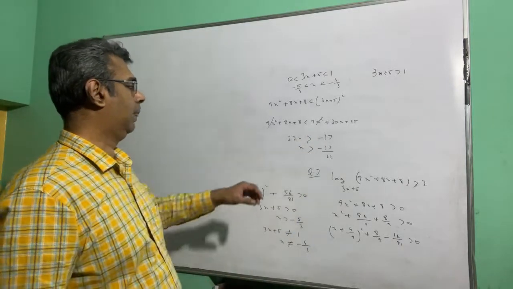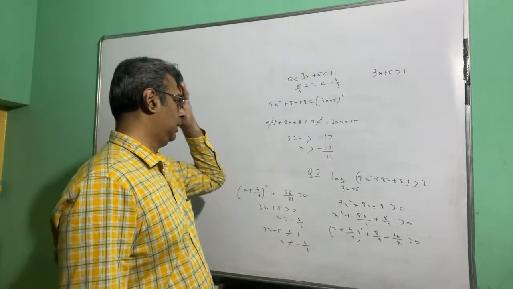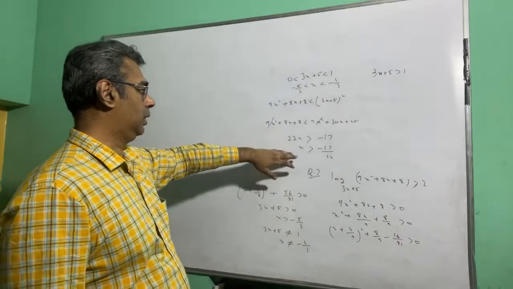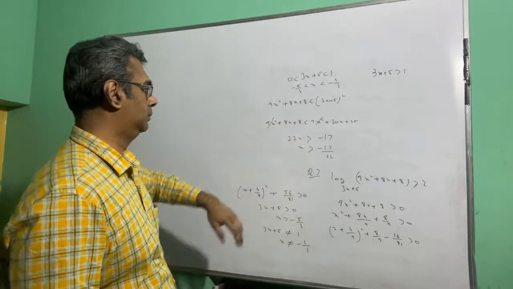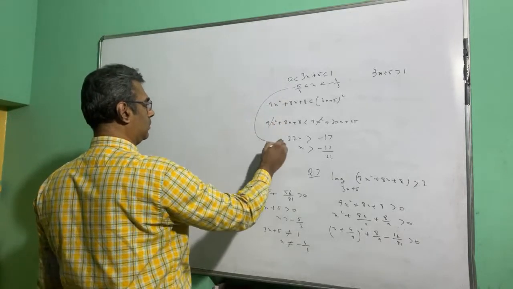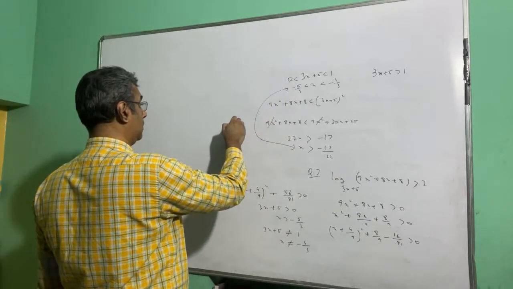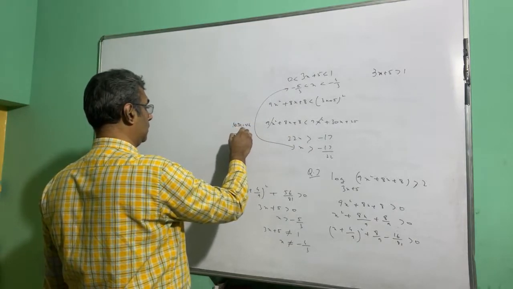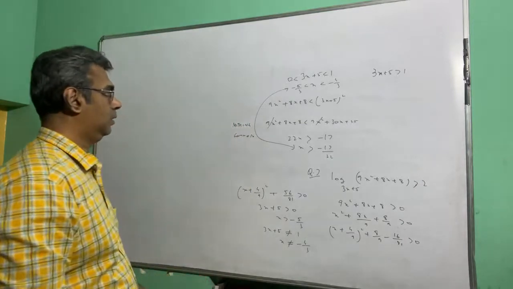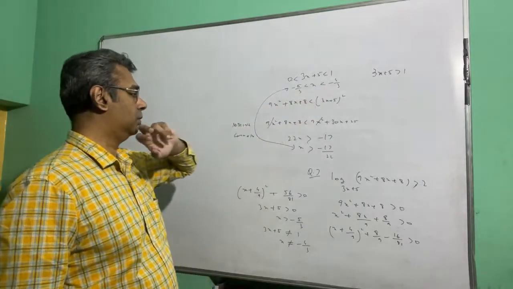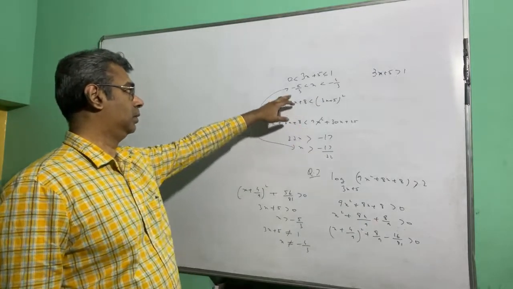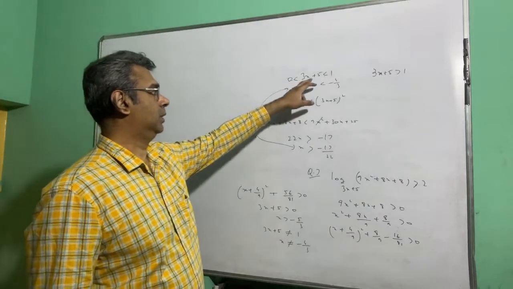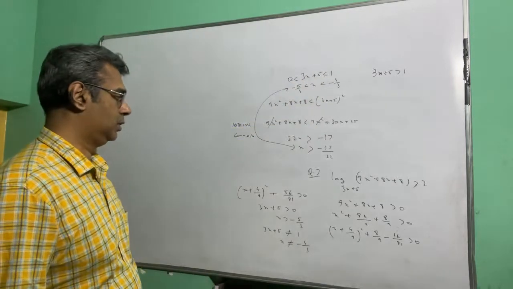Now if you see carefully, then x greater than minus 17 by 22 and x between minus 5 by 3 and minus 4 by 3. So if you look at this answer and this answer, there is nothing common. Minus 5 by 3 to minus 4 by 3 and greater than minus 17 by 22, there is nothing common. So that means from 3x plus 5 lies between 0 to 1, there is no solution.